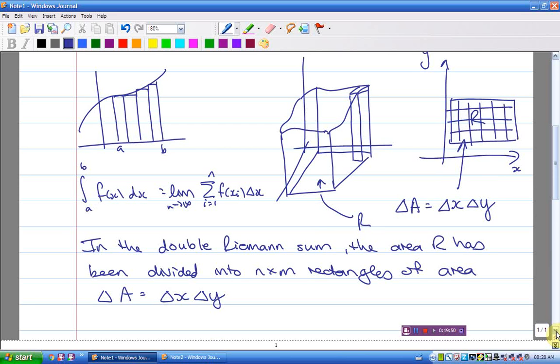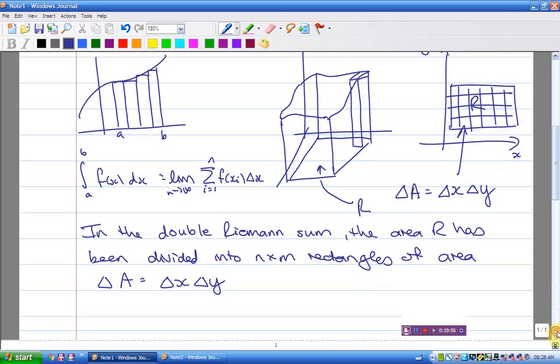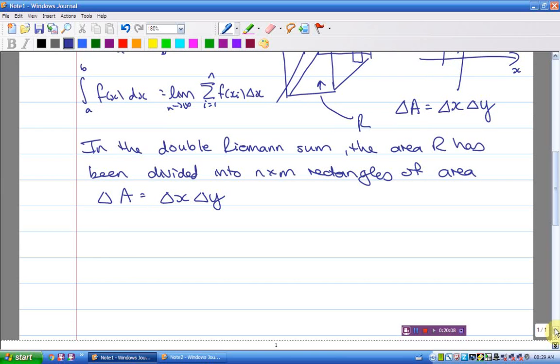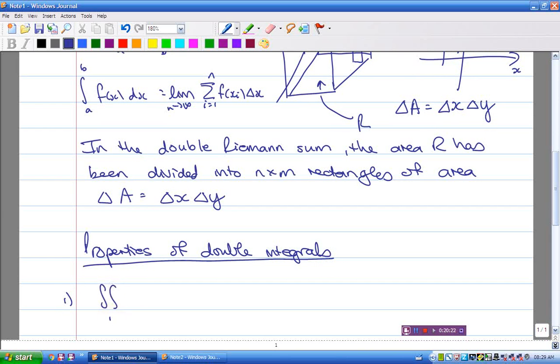Okay, there are some properties of double integrals, which I suppose we need to get out of the way before doing some examples, but you'll find that the properties of double integrals are exactly the same as the properties of single integrals, and so they're not surprising, and in fact you'll find yourself taking them for granted. Properties of double integrals. Number 1. The double integral of a sum is the sum of the double integrals.